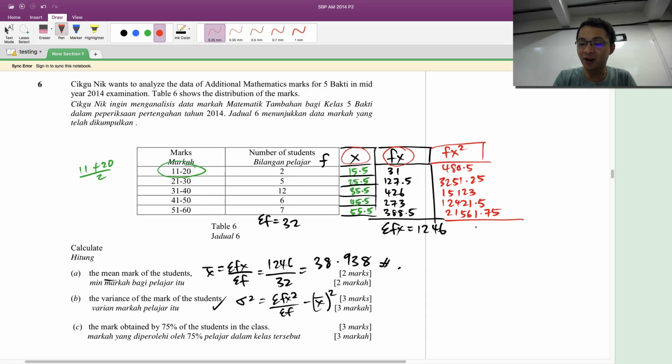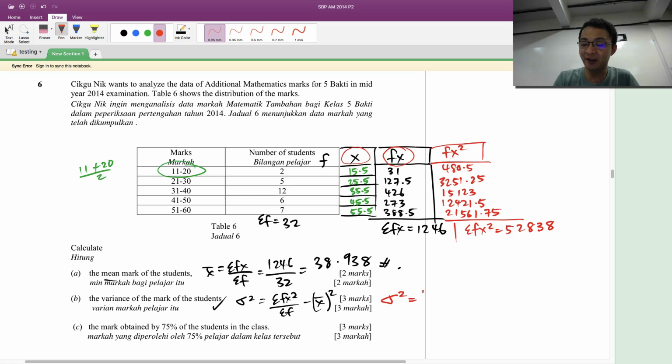And then of course I want to sum them together, the sum of fx squared. So I will add 480.5, 3251.25, 15123, 12421.5 and 21561.75. It's going to take me some time. Make sure you don't type the calculator wrongly. So you will get 52838.